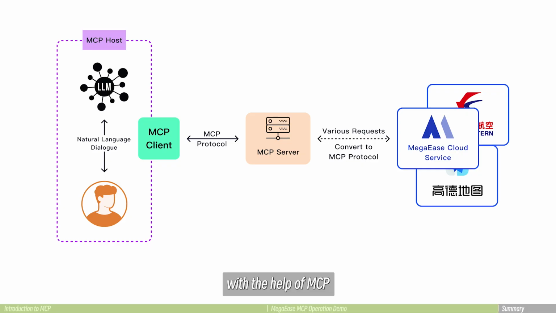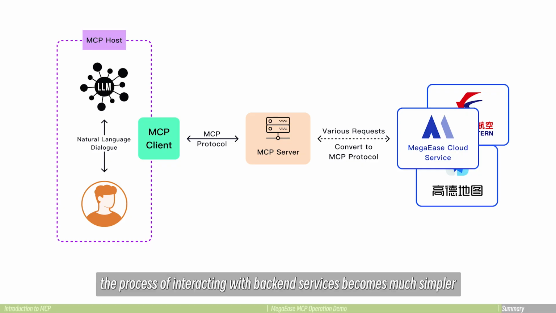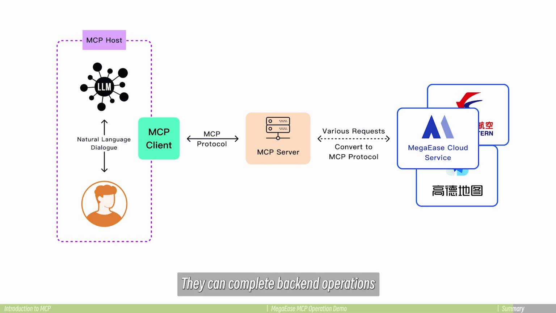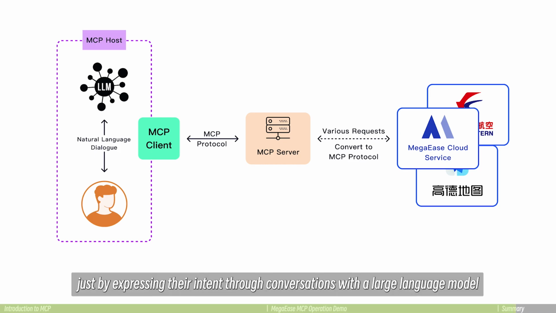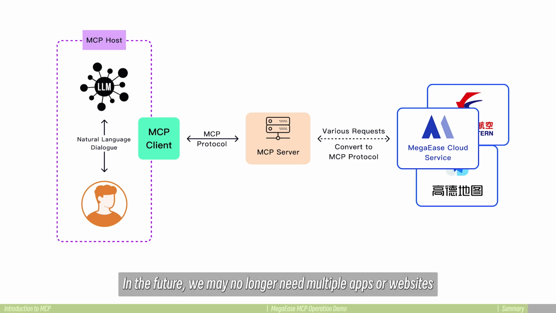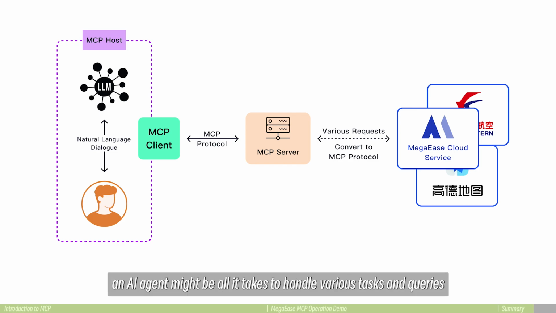To summarize, with the help of MCP, the process of interacting with backend services becomes much simpler. Users no longer need to open web pages or learn different interfaces. They can complete backend operations just by expressing their intent through conversations with a large language model. This greatly lowers the learning curve and enhances overall convenience. In the future, we may no longer need multiple apps or websites. An AI agent might be all it takes to handle various tasks and queries.